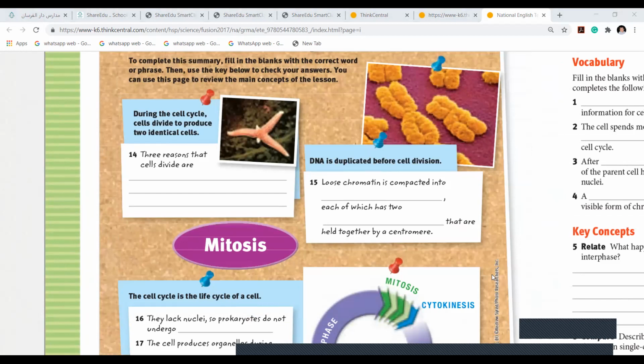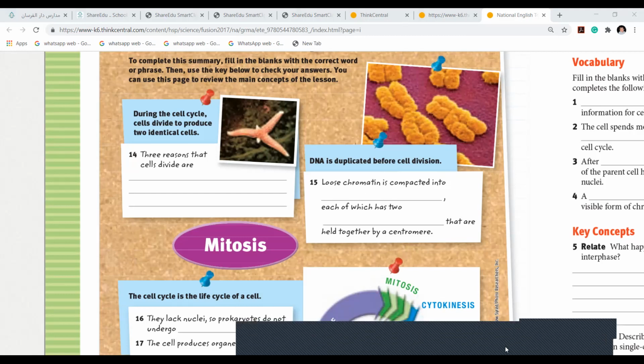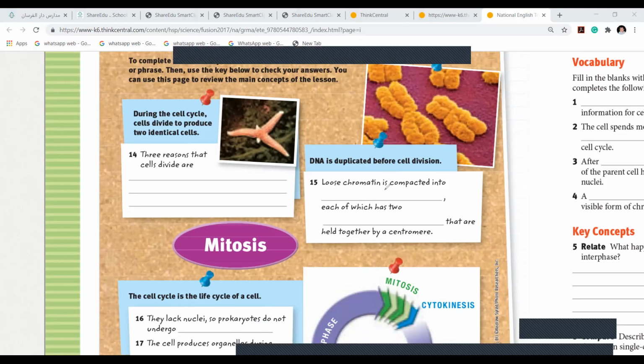So tell me, what is the reason that cell divide? In the first lesson I taught you, with R: repair, reproduction, and to grow. Repair, growth, and reproduction. Loose chromatin is compacted into what? What is that called?